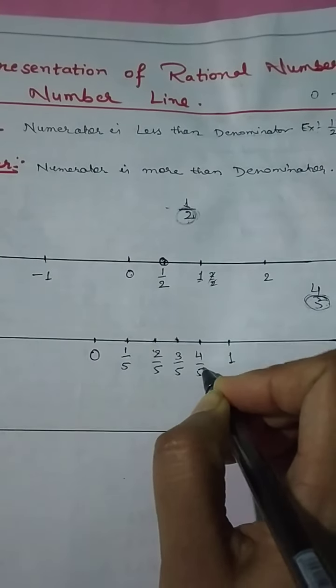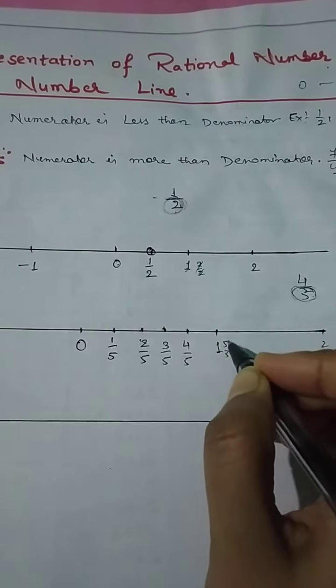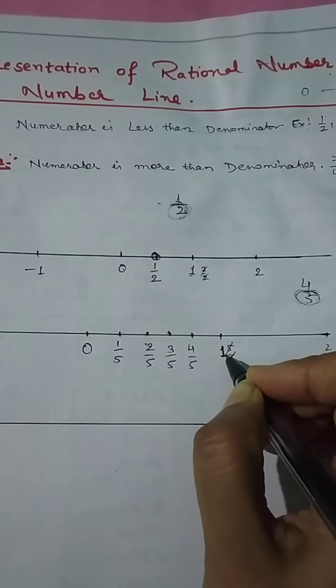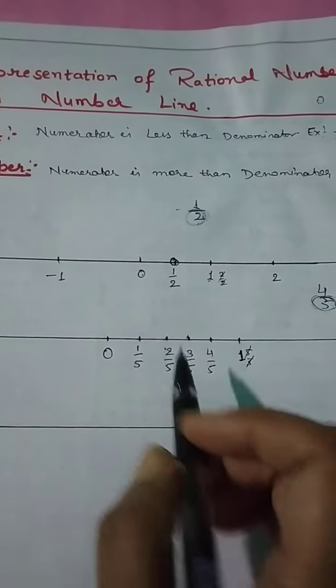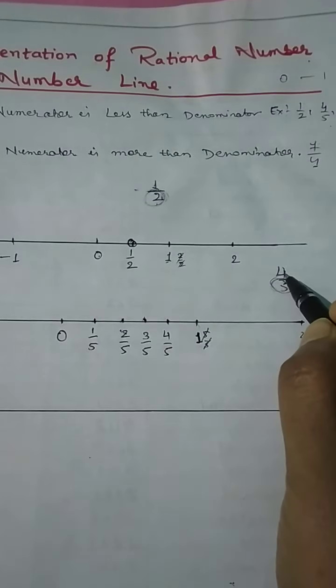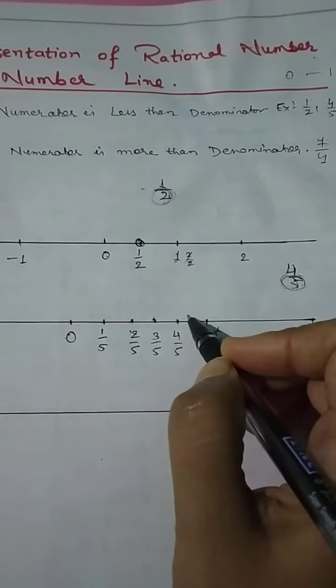This is 4 by 5 and this part is 5 by 5. 5 by 5 will get cancelled. We will get 1. So actually it is 5 by 5. We write it as 1. Okay. But we have to plot 4 by 5. So which is the point?